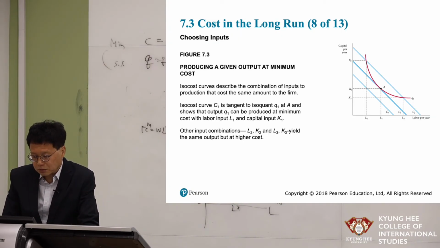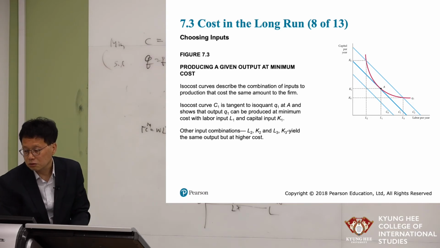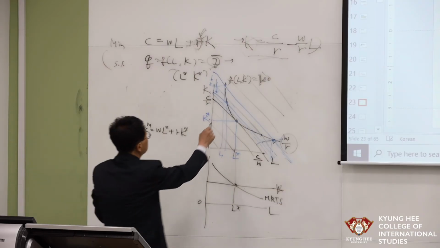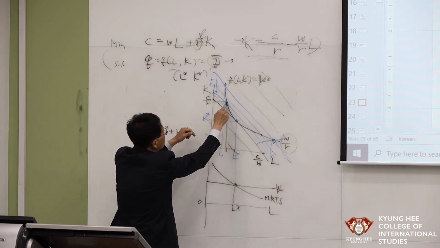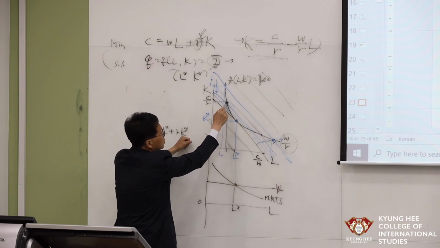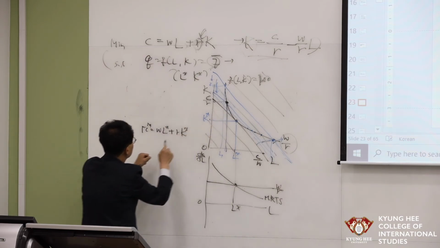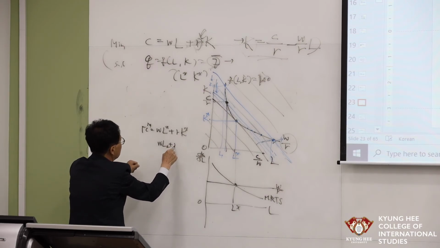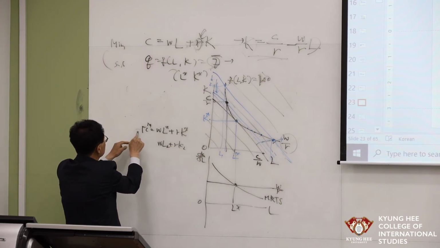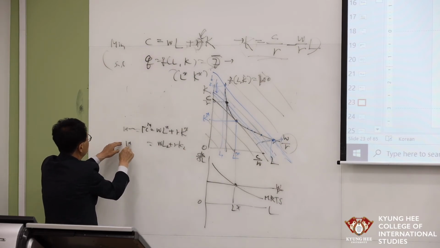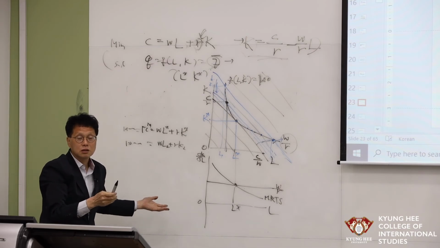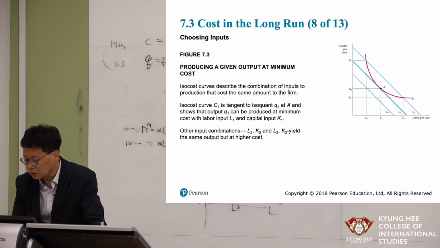For example, take another input combination, L2 and K2. Where are L2 and K2? For example, here, right? L2 and K2. Then we can calculate the cost of input labor, the cost of producing 100 pence of pizza at this point. That is equal to WL2 plus RK2. That is, for example, 10,000. Then the calculation at this one gives 15,000 like this. Okay? At that point here, the same happens.